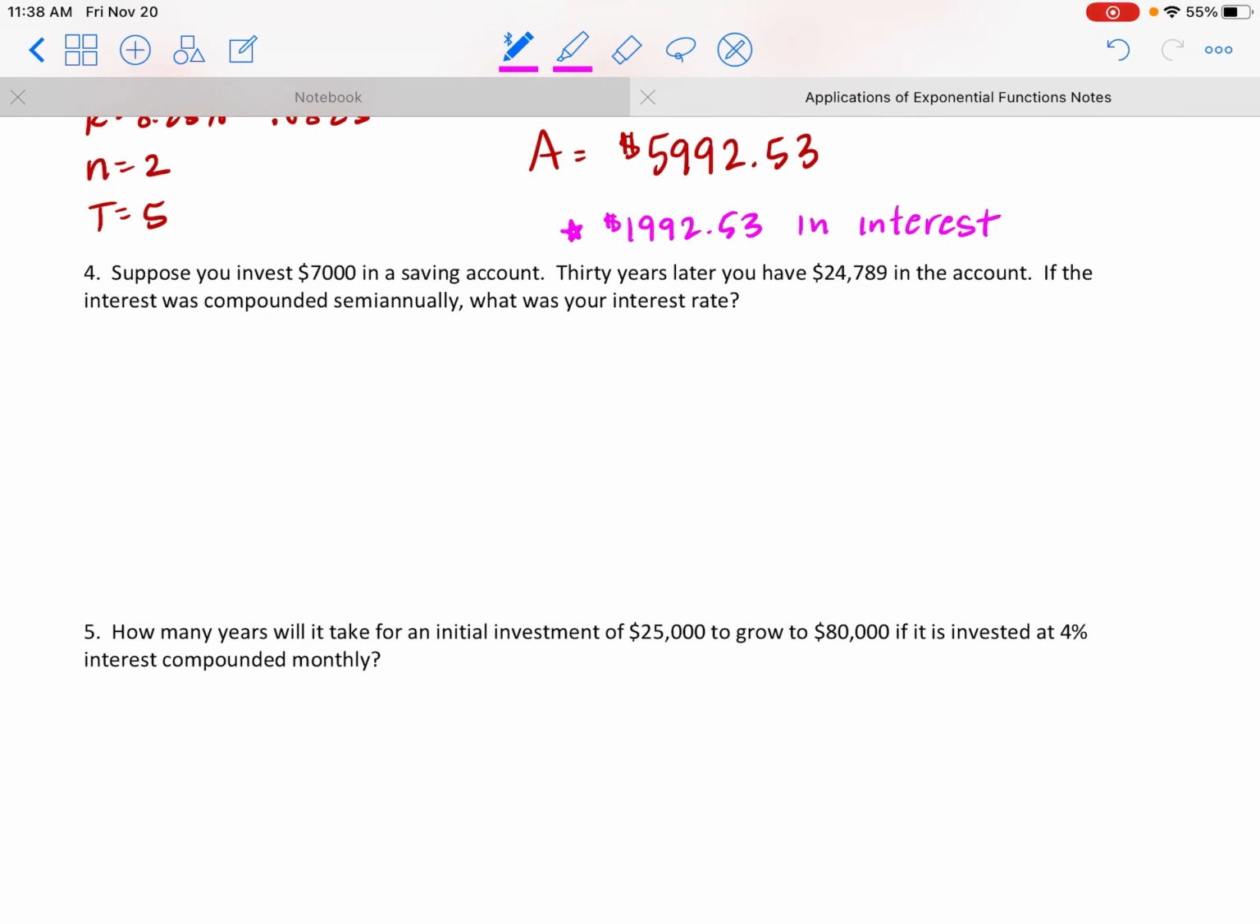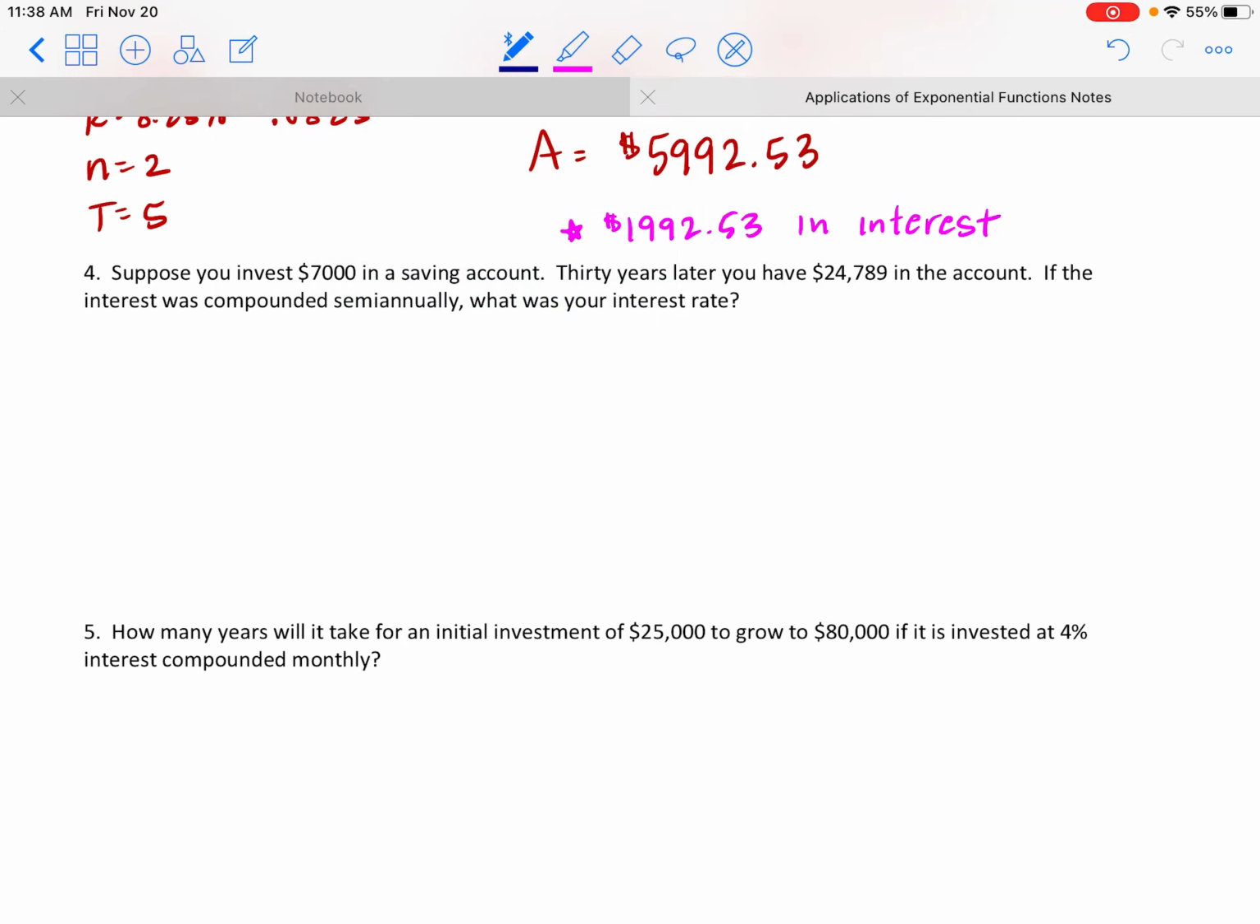Same formula, but we're going to be looking for a different aspect this time where we're going to actually have to use some of our skills from this unit. So it says, suppose you invest $7,000 into a savings account. 30 years later, you have $24,789 in the account. A good growth there. If the interest was compounded semi-annually, what was your interest rate?